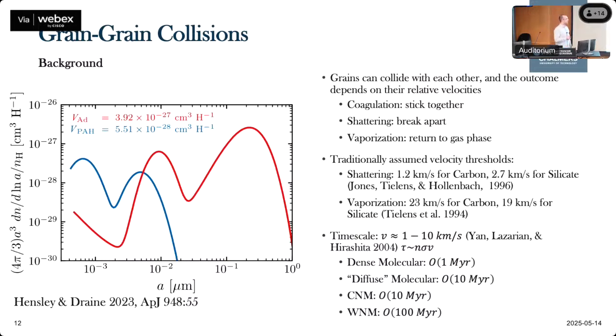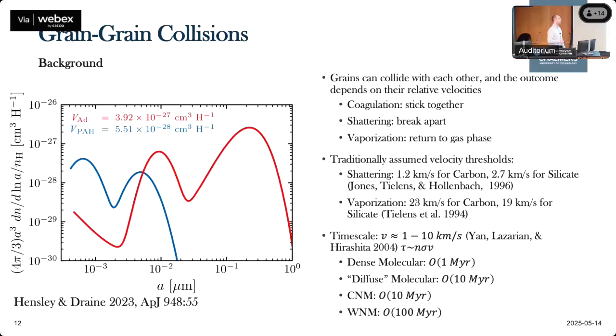And so when the grains collide with each other, depending on their relative velocities, they can coagulate, they can shatter, or they can completely vaporize, which is when the velocities are so high that everything is immediately returned to the gas phase. And so the traditional thresholds for this are order 1 kilometer per second for shattering, and then 20-ish kilometers per second for vaporization. And that's what we want to test with these molecular dynamic simulations.